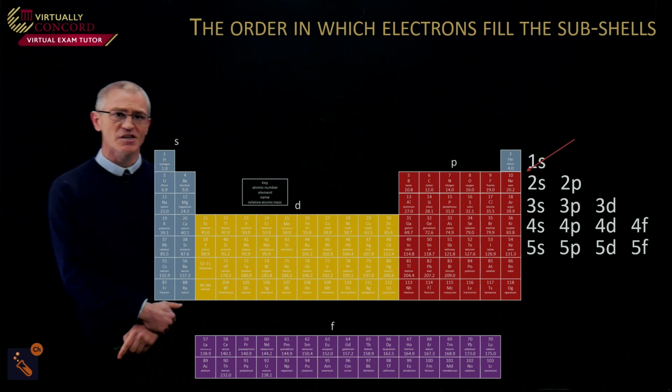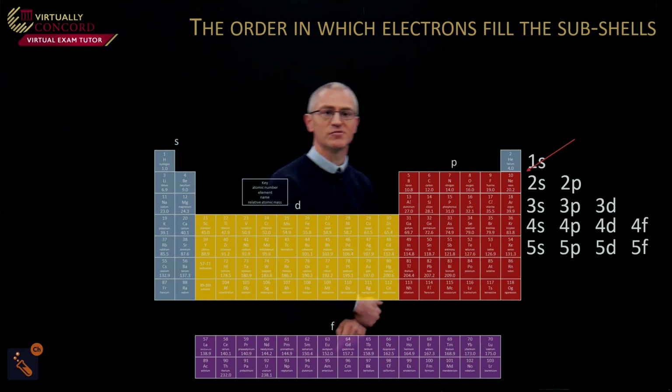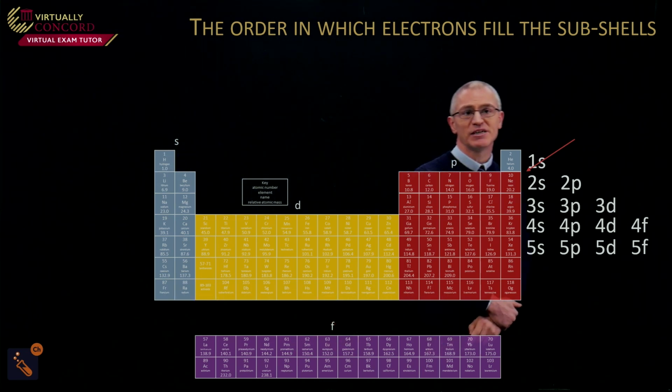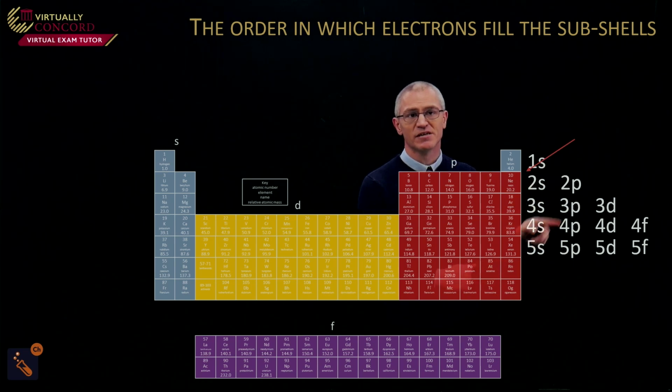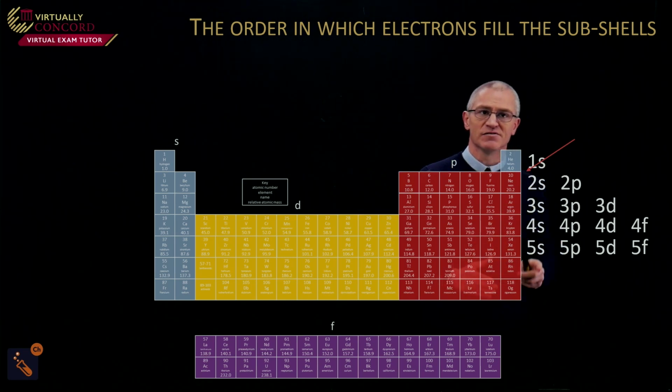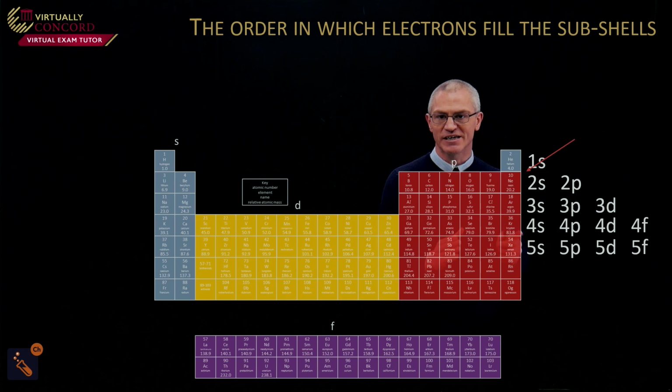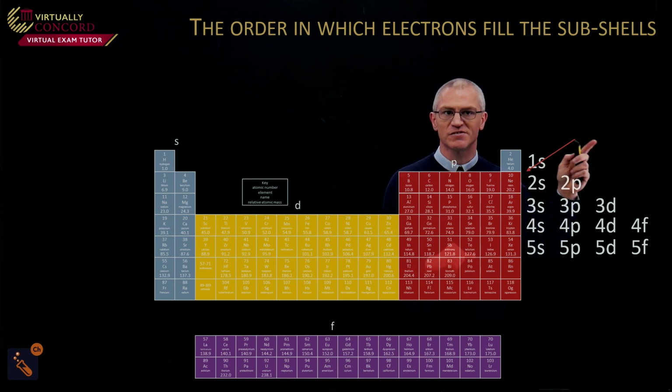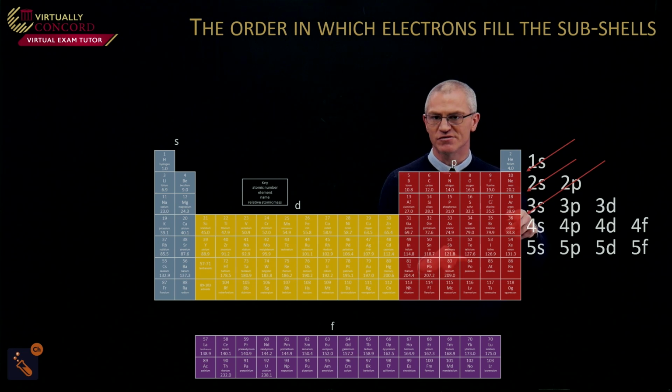Now, the order of filling is determined by something called the Aufbau principle, but essentially it's this diagram here, and that's what they use for A-levels. That's all you need to worry about when it comes to A-level. If you look at it, it goes into 1s first, then it goes into 2s. Then it goes into 2p and 3s. Then it goes 3p and 4s. Remember, it doesn't go to the 3d first.